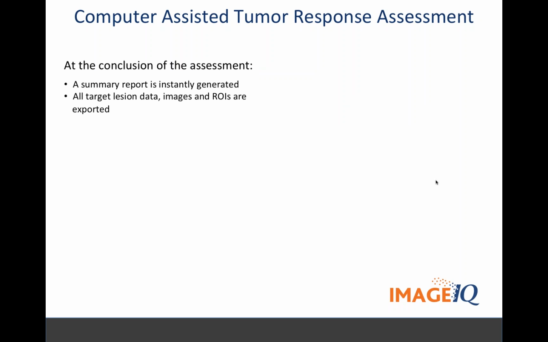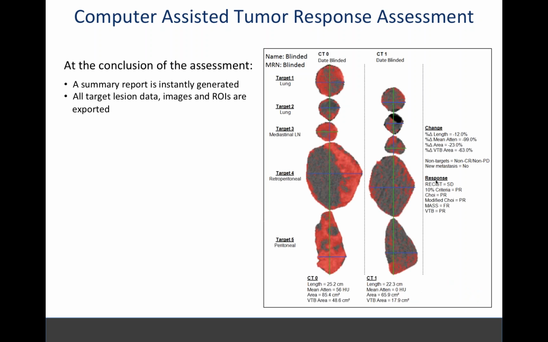At the conclusion, a summary report's instantly generated. So this is what the summary report would look like here. And basically, it tracks all target lesion data, images, and regions of interest. All that is exported in the background. This is just the summary. This is not everything, but it's a nice visual summary.